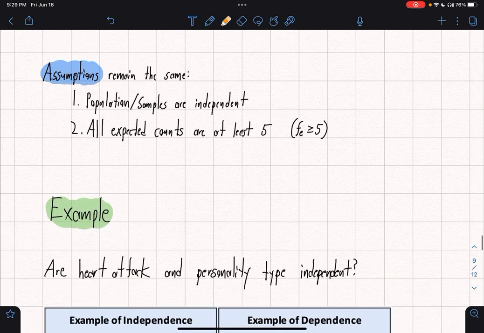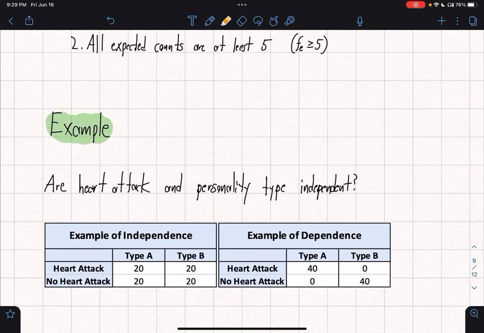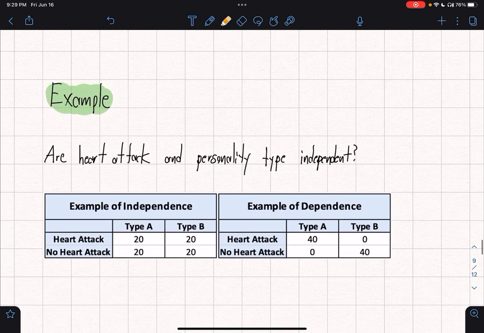Let's look at one simple example. Are heart attack and personality type independent? Type A is the high-strung, really intense personality. Type B might be more relaxed. I'm not a social scientist, but I would imagine there are more in-depth definitions for these personality types, but let's just keep it simple for now.